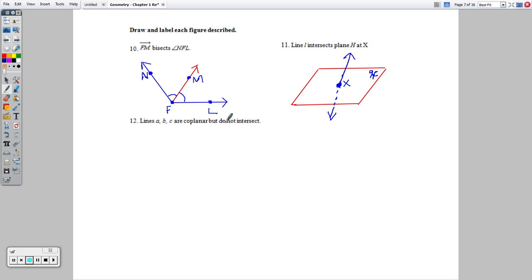Lines A, B, and C are coplanar, but do not intersect. So let's draw another plane. And if they're coplanar, they all have to lie on the same plane. But if they don't intersect, that means they would have to be parallel. So let's say this is line A. I'll go with green. This is line B. This is a freehand sketch. So we're imagining that these lines are actually parallel. Oh, why not orange? This will be C. So these lines don't intersect. They're parallel, but they are on that same plane. They all lie on that same plane.